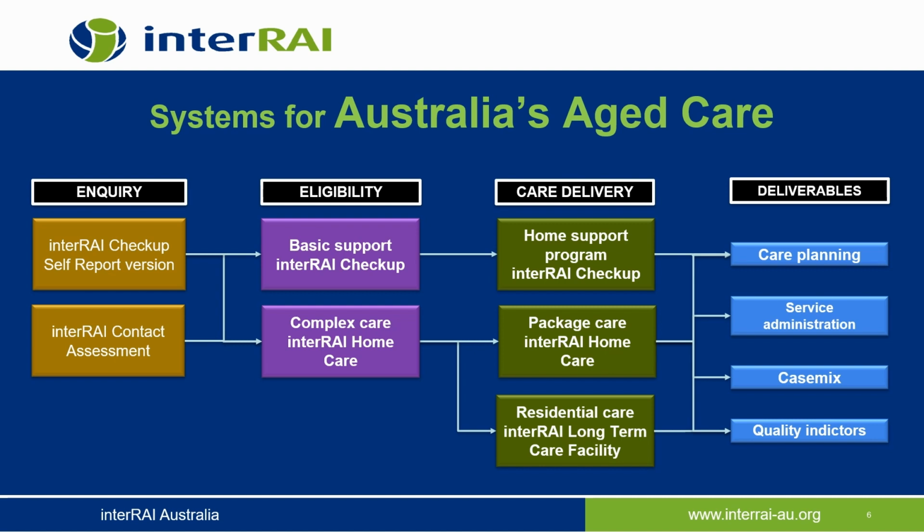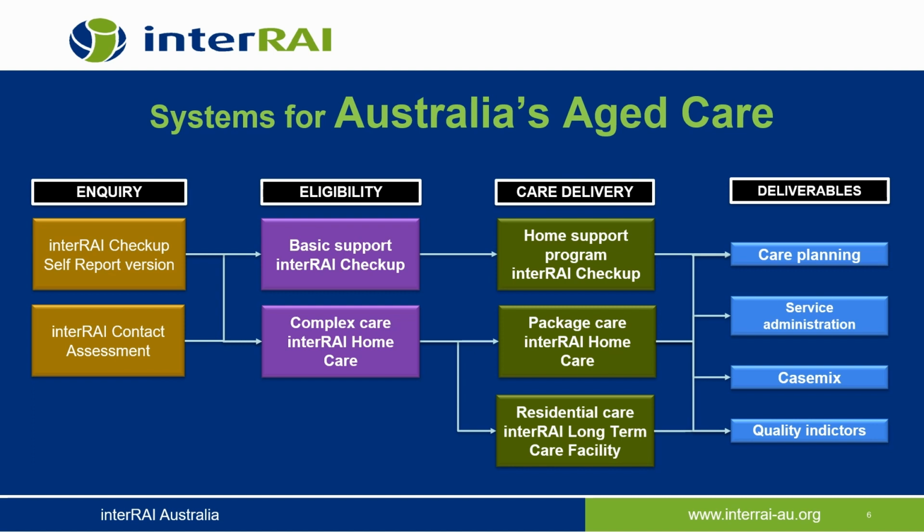There's a principle in there that you want to have the size of the assessment related to the complexity of the person's needs, so that you don't do big assessments on individuals that have relatively uncomplicated issues. At the care delivery stage, currently the environment is one in which there's a home support program, people with low needs, low complexity. The checkup system would be suitable for assessment and care planning, and for persons that are getting packaged care, more complex, the interRAI Home Care. And for those who are living in residential aged care, the equivalent document for a long-term care facility, the interRAI Long-Term Care Facility system would be appropriate.